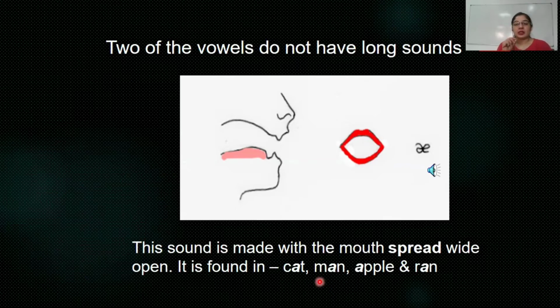Ran. When I said "ee", my mouth is not open. Right? When I say "i" again my mouth is not open. But when I am saying cat, man, apple, notice how the tongue is changing its position, how the mouth is opening. So this is how our mouth is involved in different sounds.